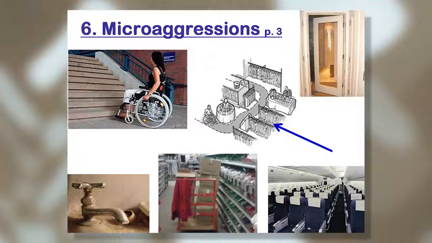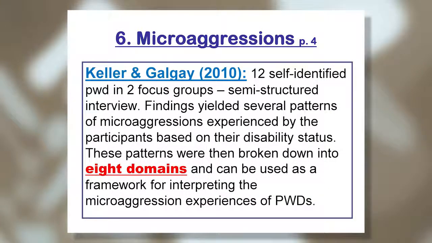The thing about disability is that a lot of the microaggressions might be in the built environment. There might be stairs with no ramp. There might be a clothing store where you can't get to the clothes themselves, a door that's too heavy, an airplane that doesn't let you go down the aisle in your wheelchair, a faucet that's hard to move. So there are areas of microaggressions that are common for people with disabilities, and I'm just going to give you the reference on this, and I'm not going to go through the 8 different domains of types of microaggressions. You can read about those for yourself.